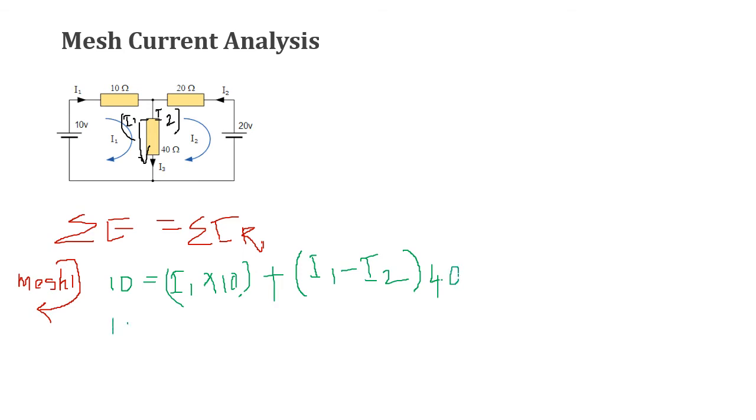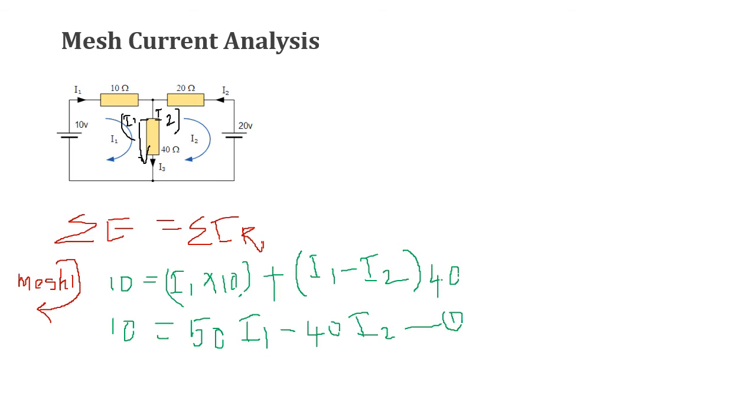So that will be equal to 10: 10 I1 plus 40 I1, so a total of 50 I1, then minus 40 I2. So this is our equation number 1.